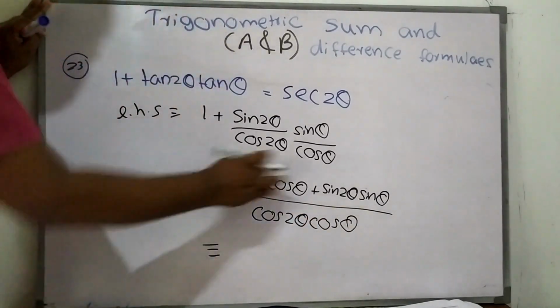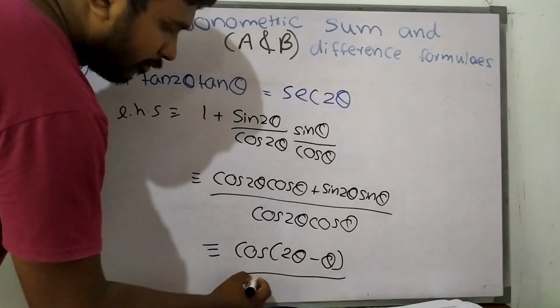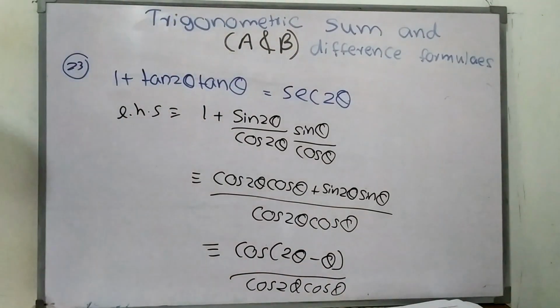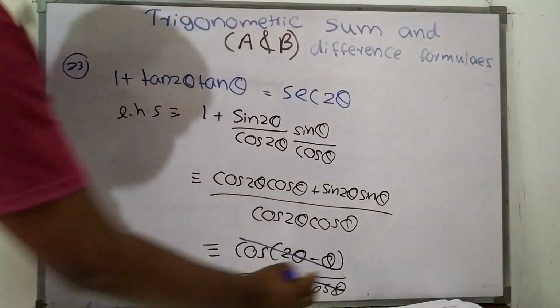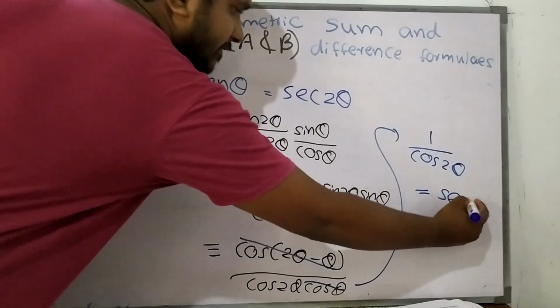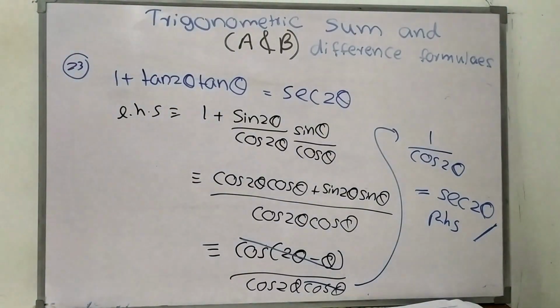So this is the expansion of cos of 2 theta minus theta over cos 2 theta cos theta. Right? So this cos theta is cancelled with this cos theta. Then it will be 1 over cos 2 theta, which is sec 2 theta. So this is my right hand side. So actually obviously it is easy, no? The imagination is the most important thing in mathematics, especially for trigonometric or pure mathematics.